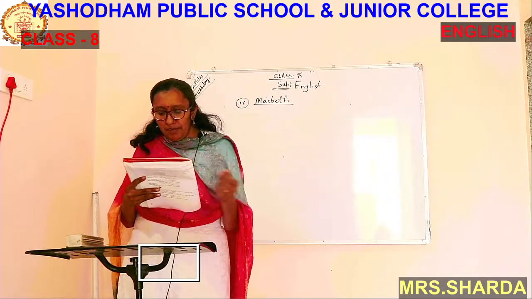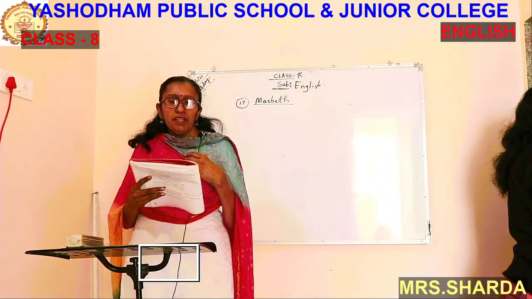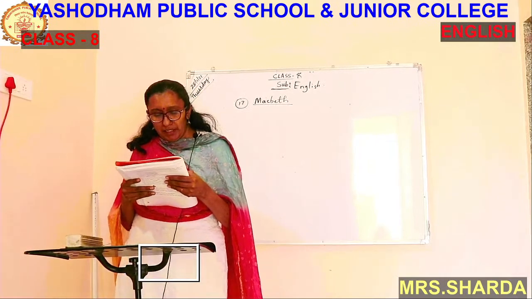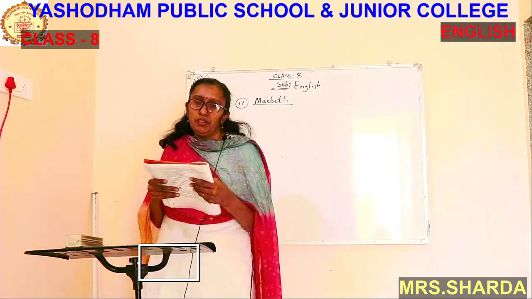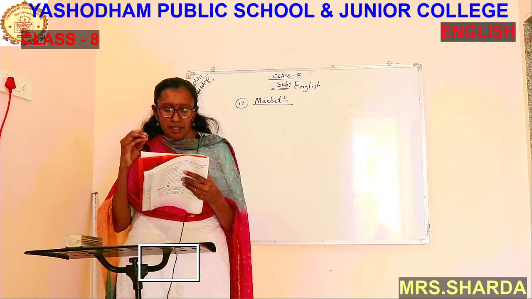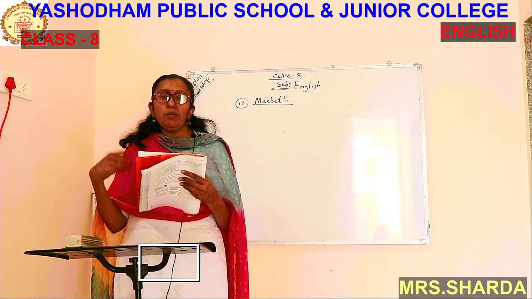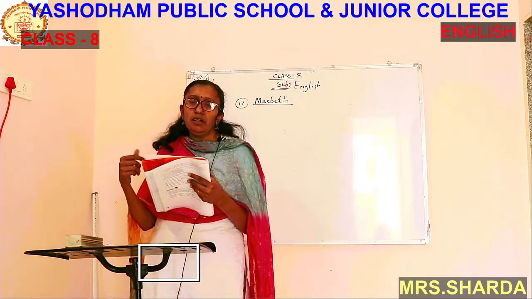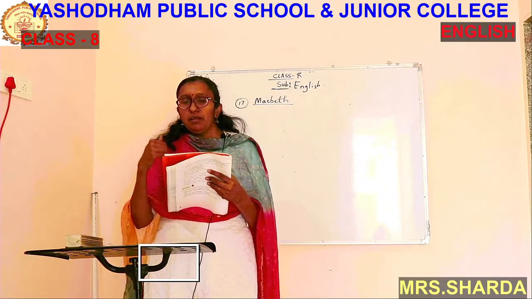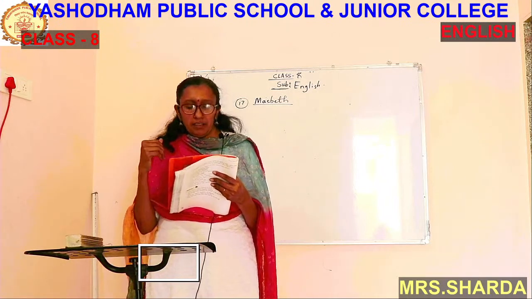So lured by prophecies of three witches. Witches matlab chudel we call it. So one day what happened? He met three witches. And these witches told him one thing, that he is going to be a king one day. So after that, Macbeth, who was just a lord or thane in King Duncan's court, he was thinking of becoming a king one day, because this prophecy matlab future mein jo hone wala hai wo pehle pata karna hai ya fir pehle batai gayi baat. So he has come to know that one day he is going to be a king of Scotland.